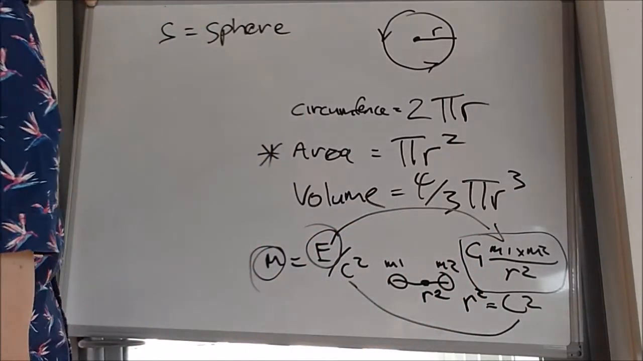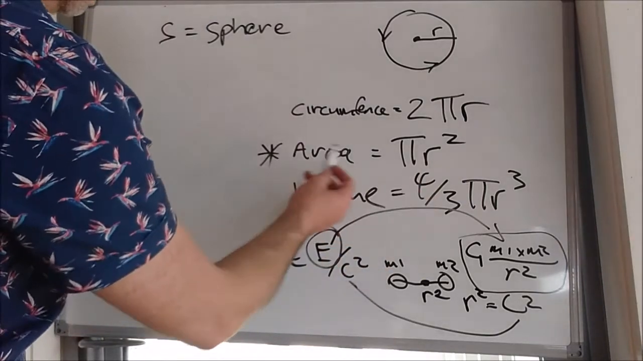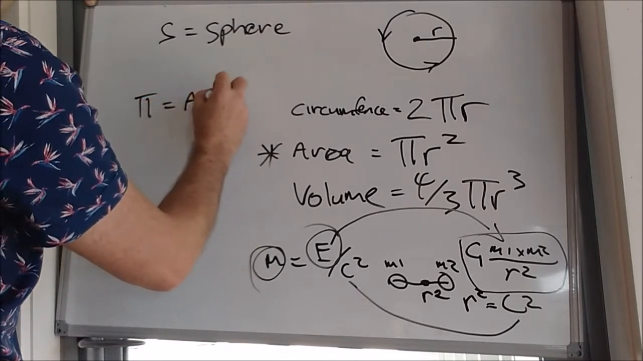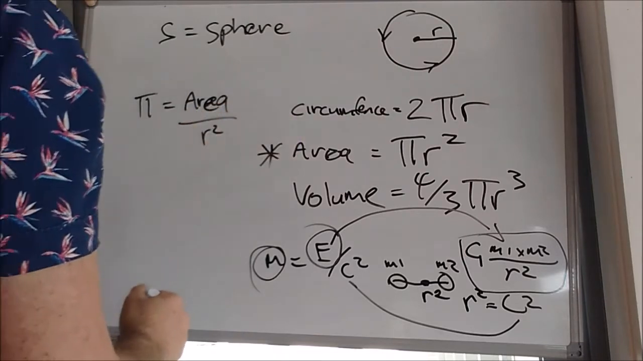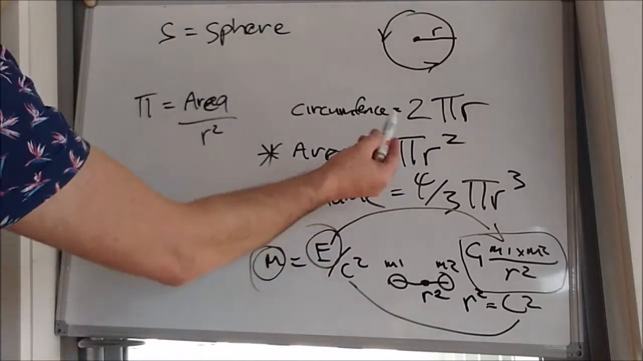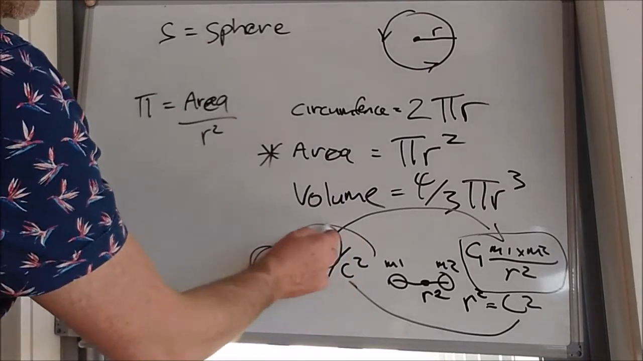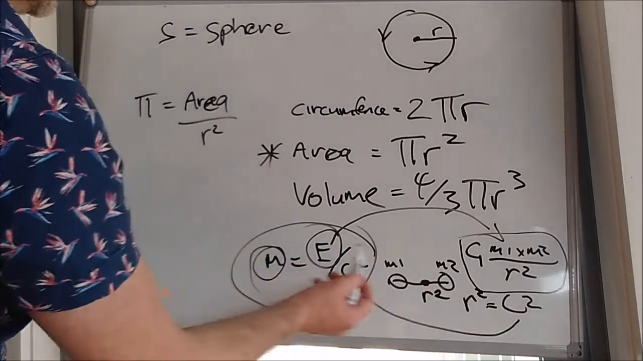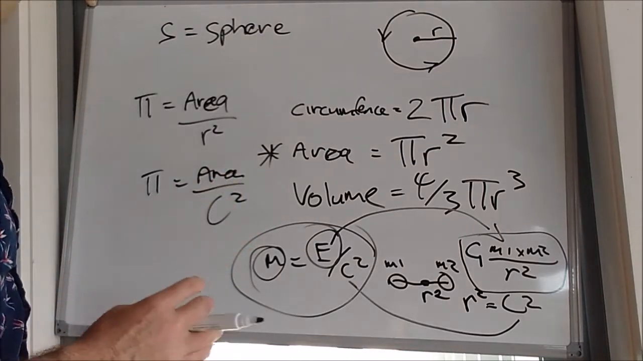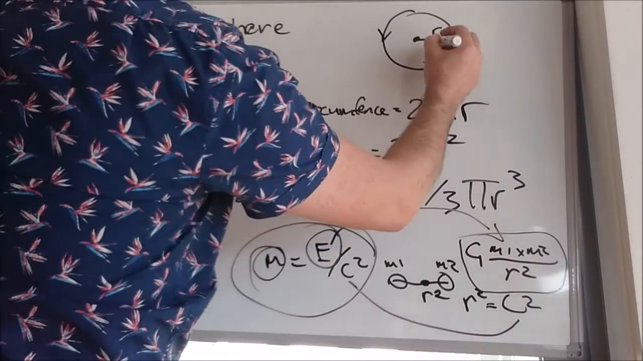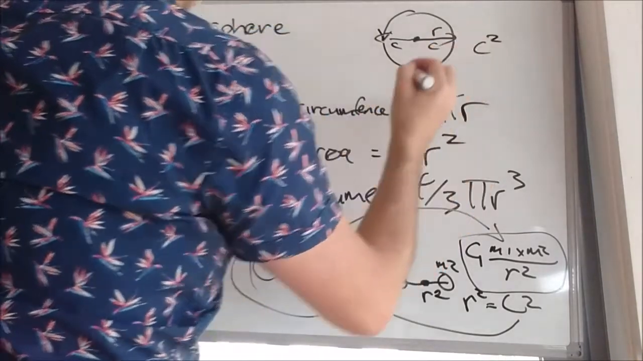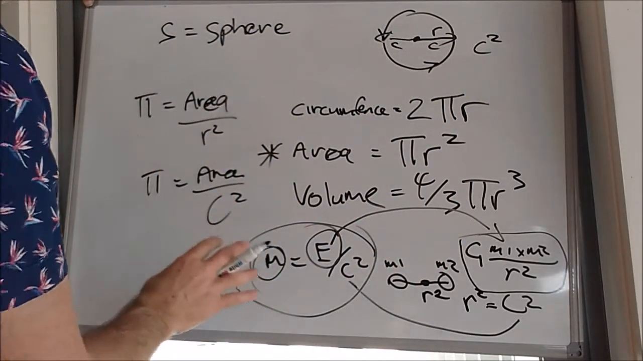Okay, so we know that the area can be written as pi equals area divided by r squared. So it's multiplication here. That's therefore division. Area divided by r squared equals pi. Again, that structure of r squared equals c squared can be substituted as pi equals area divided by c squared. Okay, so we know if r is c, and that is also c, then what we have is c squared. So the geometry of light can be understood in the form of a sphere.